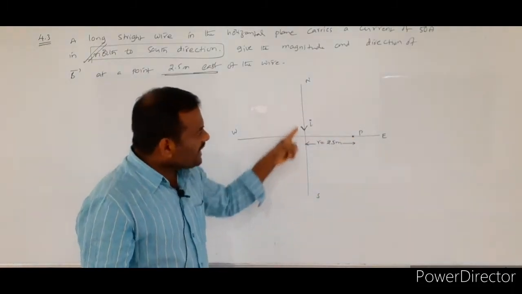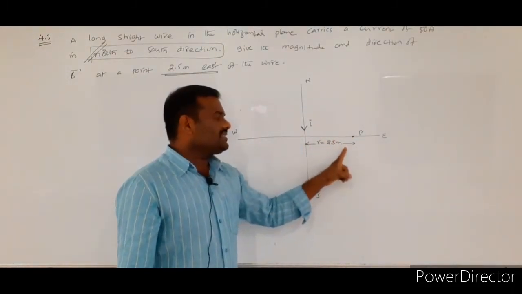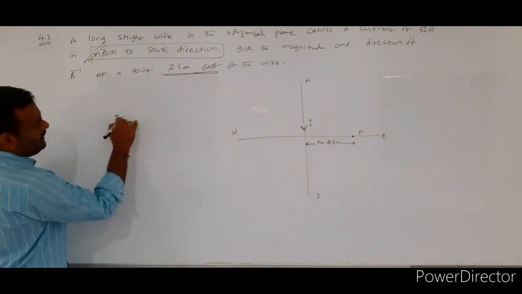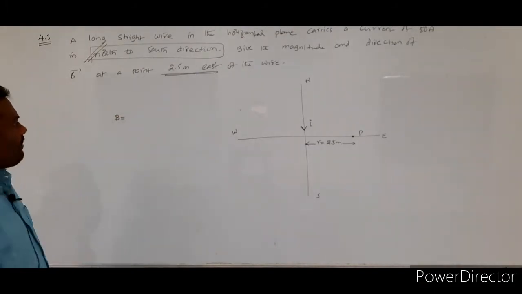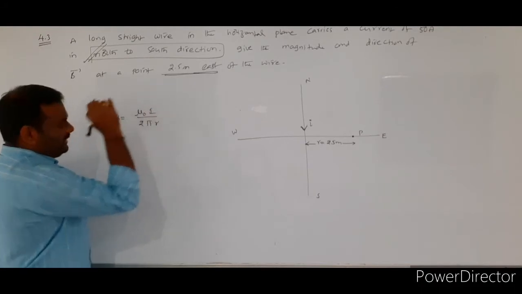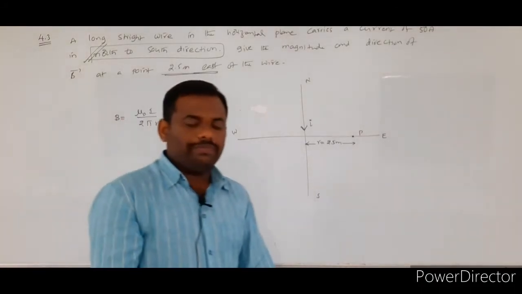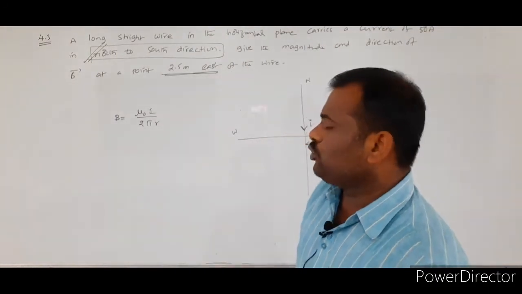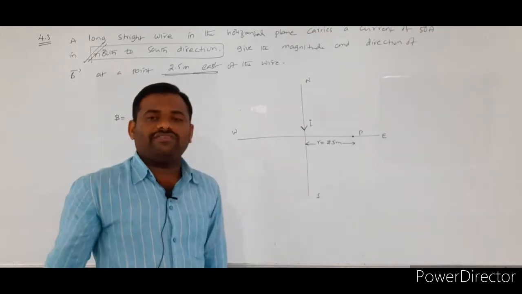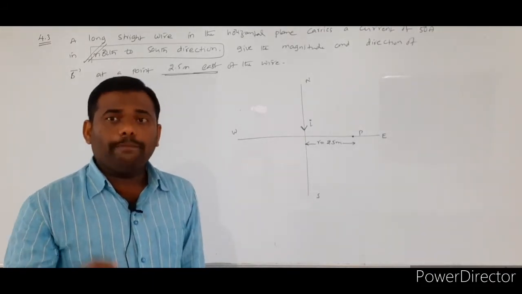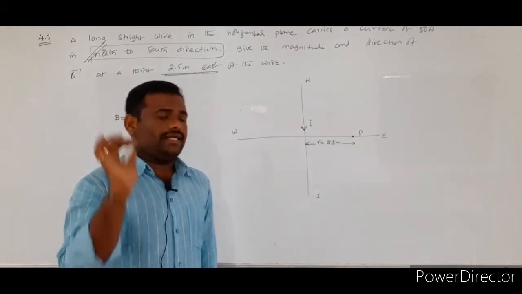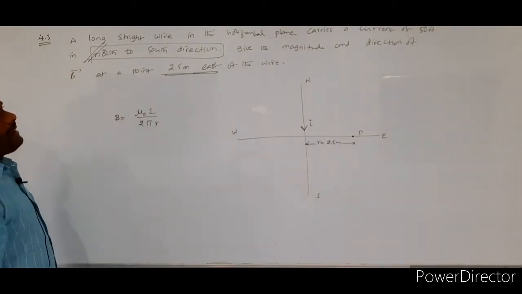Now, this is a straight current carrying conductor. We consider the distance as small r. So to find the magnitude of the magnetic field intensity, we already wrote the formula in the previous problem. That formula is B is equal to mu naught I by 2 pi r. This is the formula to find the magnitude of the magnetic field intensity for a long straight current carrying conductor. So first we will find the magnitude only.